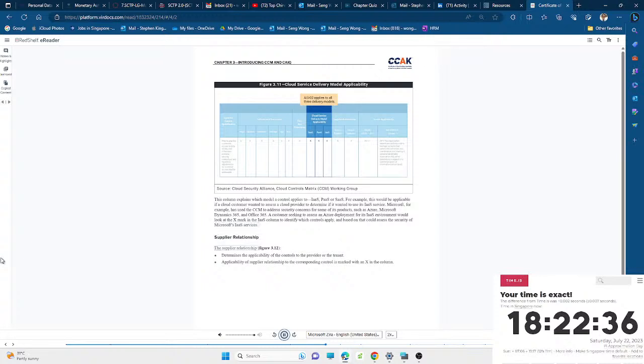Supplier relationship. The supplier relationship, Figure 3.12, determines the applicability of the controls to the provider or the tenant. Applicability of supplier relationship to the corresponding control is marked with an X in the column.